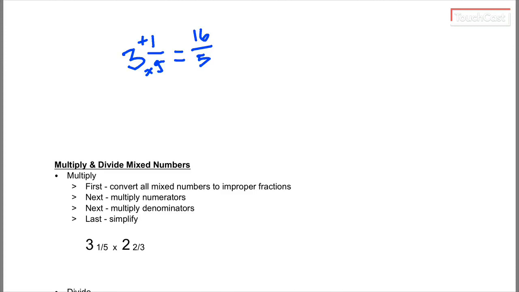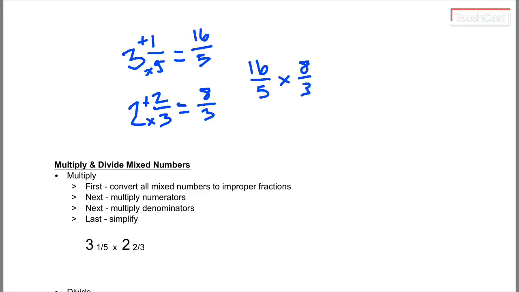Next, we have 2 2/3. Follow the same steps. We multiply 3 times 2. We get 6 plus 2 is 8. Keep the same denominator. We multiply 16 over 5 by 8 over 3 using the same techniques that we use for multiplying regular fractions, where we multiplied straight across.